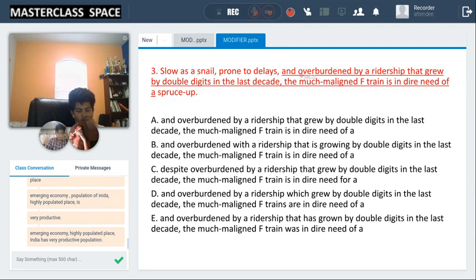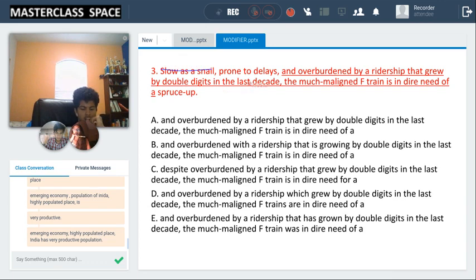Now, Usman, look at this. It says, now read. Can you read it, Usman? The whole sentence, slow as a snail, please. "Prone to delays and overburdened by ridership that grew by double digits in the last decade, the much maligned F train is in dire need of a spruce up." Correct. So now look, this is a phrase, slow as a snail, right?